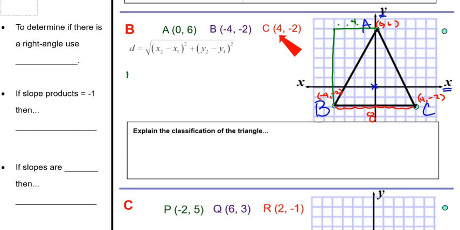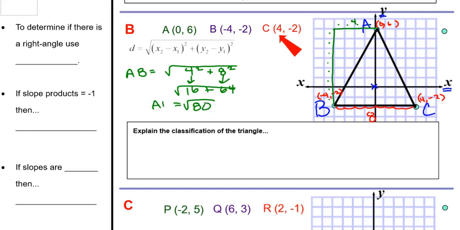So if I'm going to do, let's see, AB, my X distance is 4, and my Y distance goes up and down, 1, 2, 3, 4, 5, 6, 7, 8. And I square each of those, and I get 16 plus 64. 8 times 8 is 64. Take the square root of that, and I get the square root of 80. If I plug that into my calculator, I get 8.94.